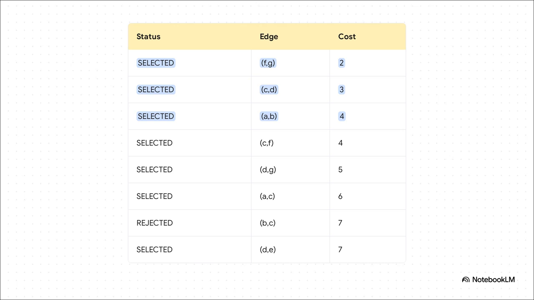Let's watch it in action. The algorithm just goes down the list, always picking the cheapest option. It grabs the edge that costs 2, then the one that costs 3, then the one that costs 4. But look, see what happens when it gets to edge BC? If we added that line, it would create a loop between points that are already connected to each other. That's a cycle, so it gets rejected. The algorithm just says nope, skips it, and moves on to the next one.